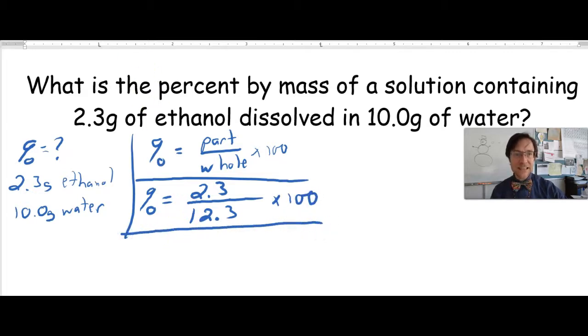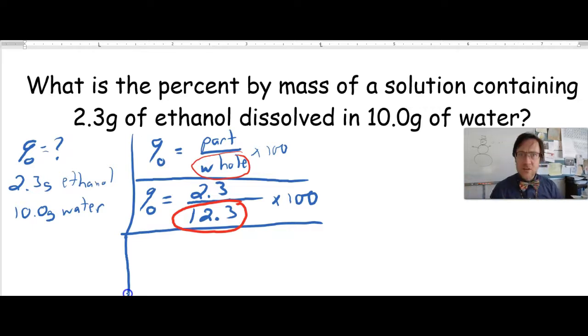You guys see this? This is something I need you to lock into here: it is the whole entire thing. That's how the percent composition, or the percent by mass, or the percent by volume works. It's part over whole times 100. The whole thing, not just one part or the other part.